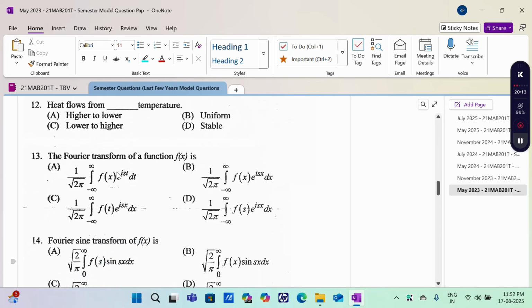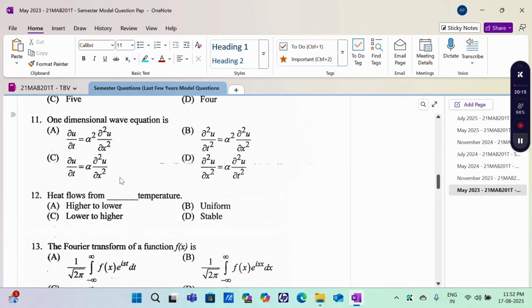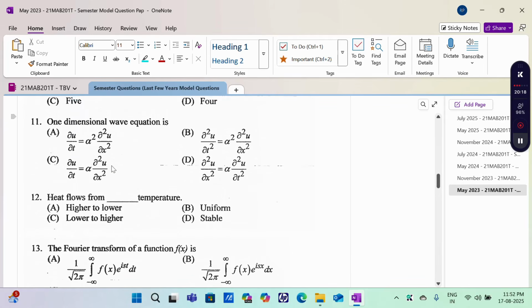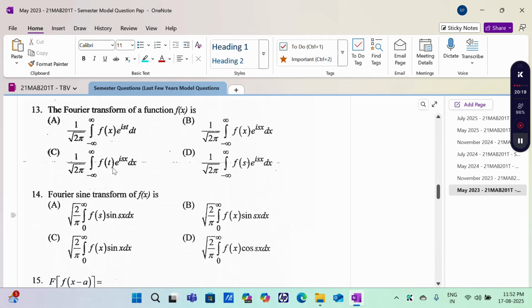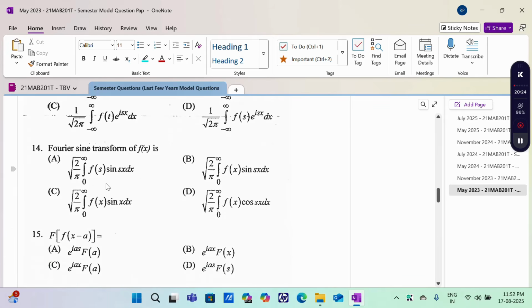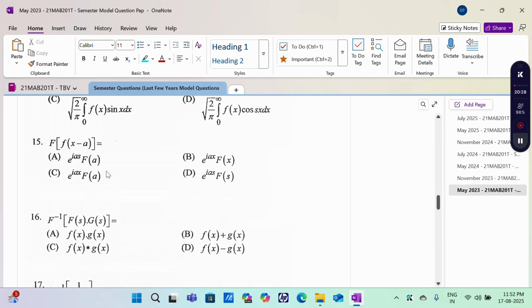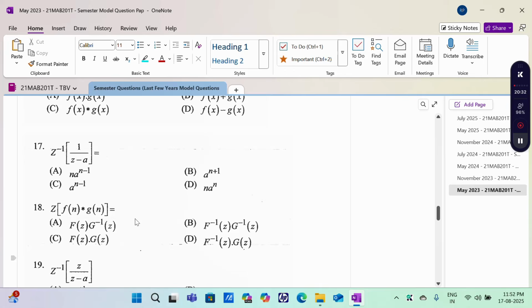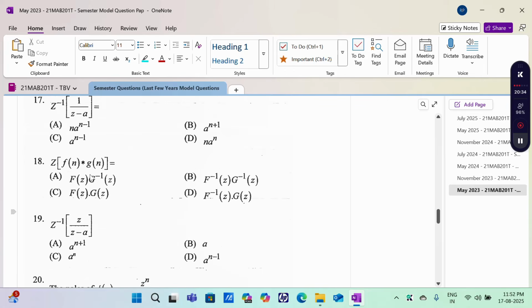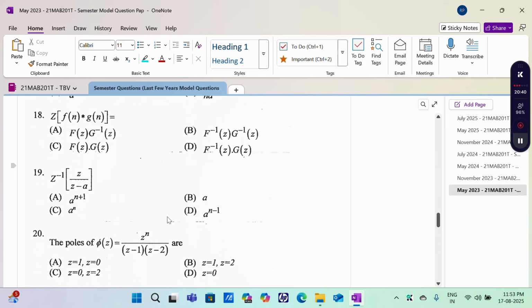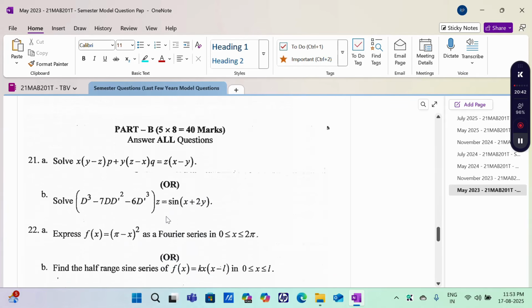Then Fourier transform, this is application of unit 3, and next to Fourier transform unit 4. So properties, general Fourier transform formula, then sine transform formula, and then what is the condition, properties related, then this is a convolution theorem. Then 17th to 20th Z transform, Z inverse transform, and then convolution of Z transform, Z inverse transform of function is given, find the poles.